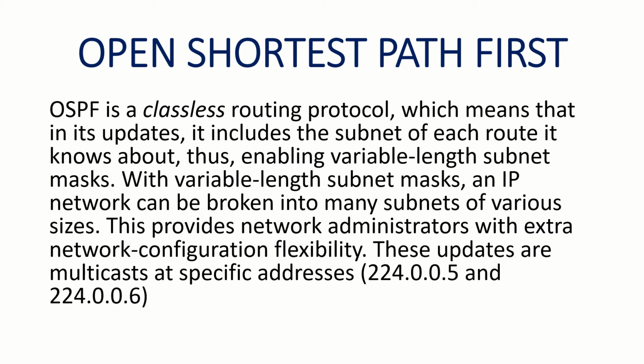Now, the Open Shortest Path First is a classless routing protocol. This means that in its updates, it includes the subnet mask of each route it knows about. So there are lots of routes on your network, but it includes what is defined within the OSPF domain. So this enables variable length subnet masks. With variable length subnet masks, an IP network can be broken into many subnets of various sizes. This provides network administrators with extra network configuration flexibility.